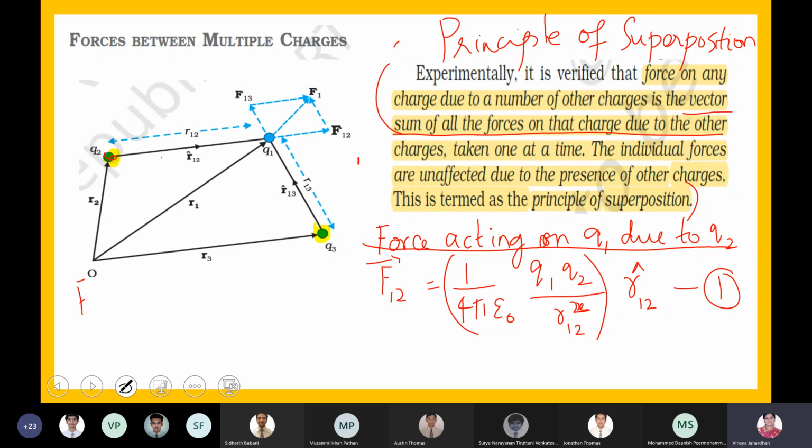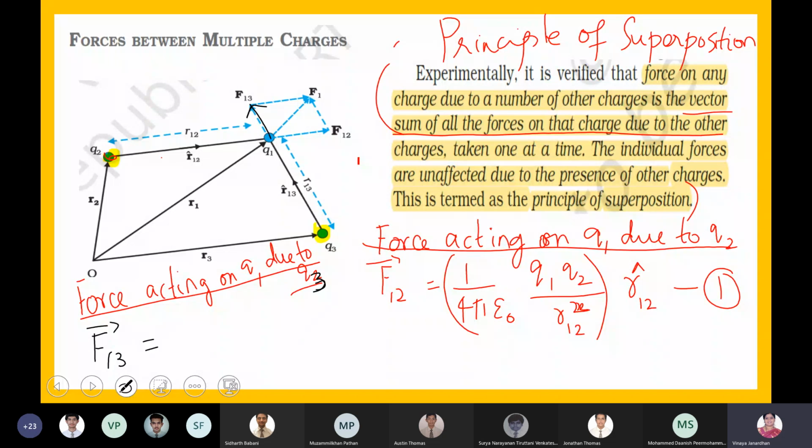Similarly, the force acting on Q1 due to Q3. What will be the expression for the force acting on Q1 due to Q3? It is F13, right? You can see this F13.